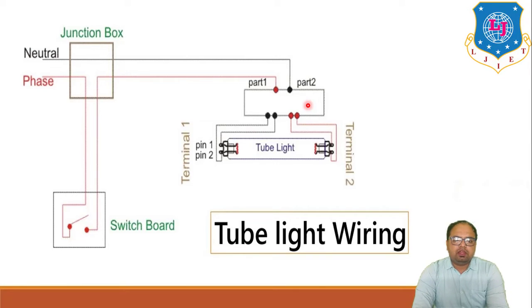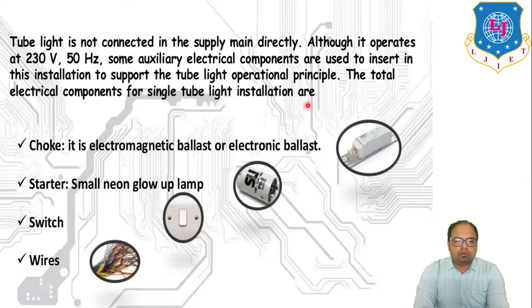So in this wiring you can see there is a switchboard which is provided. One phase is connected to the pin 1 side, and on the other side pin 2 there is also a connection, and there is a junction box. Okay, and in this way we can also control the tube light connection.